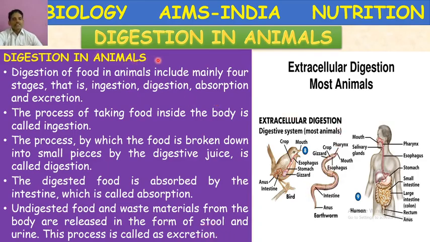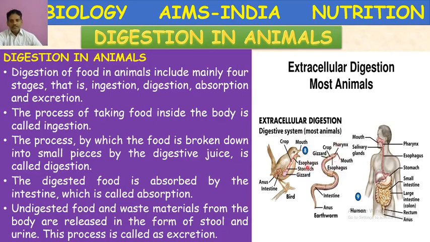Digestion in animals is of 2 types: extracellular digestion and intracellular digestion. Here extracellular digestion is given. Some examples are earthworm, bird and human being. Extracellular digestion means the digestion of food material takes place outside the cell, in the lumen or the space in the intestine.